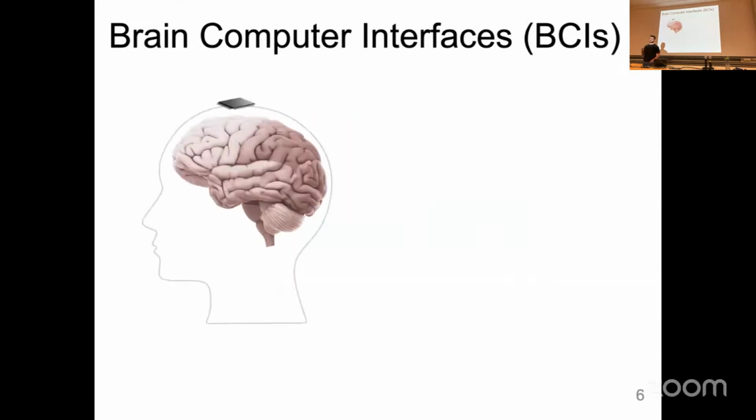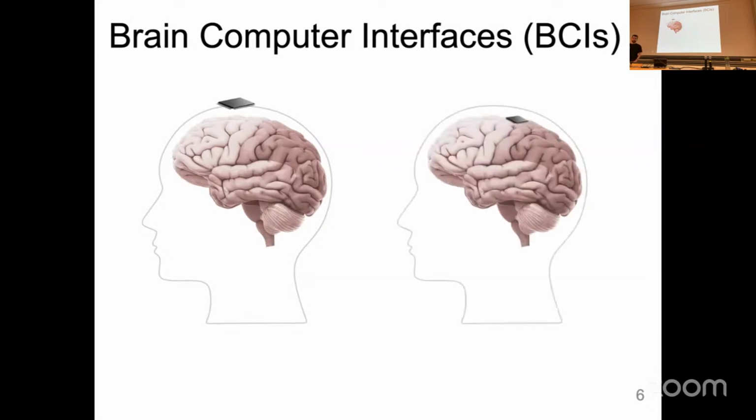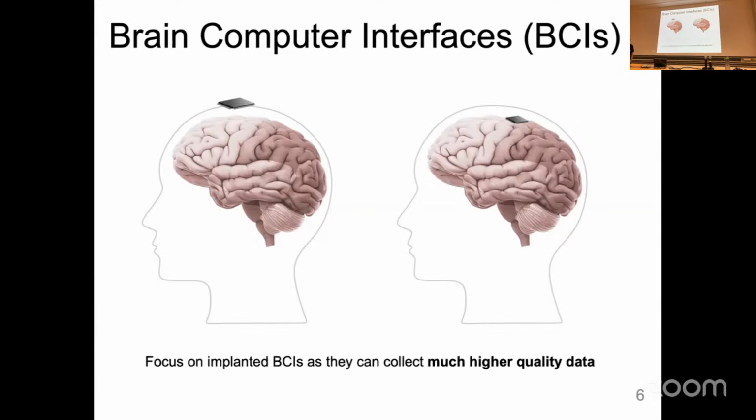So the most important distinction in the field of BCIs is whether we have surface BCIs, which are placed on top of the skull to sense neural data, or implant BCIs, which are implanted into the actual brain matter. And for the remainder of this talk, I will focus on implanted BCIs because they collect much higher quality data, and also because SCALO is an implanted system. Okay.